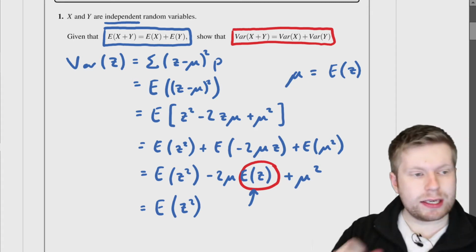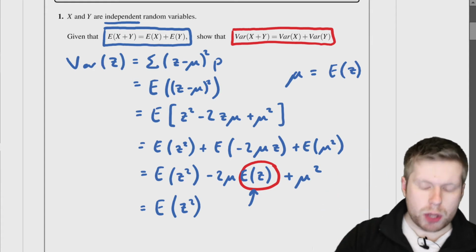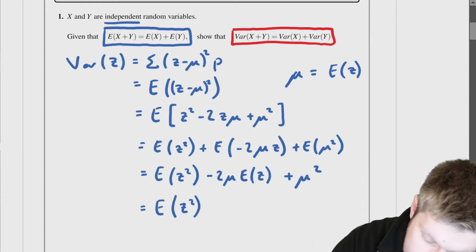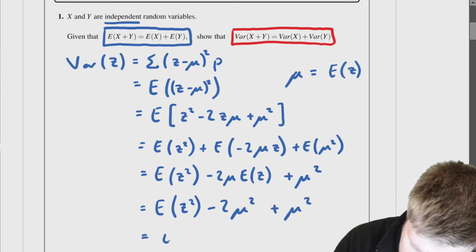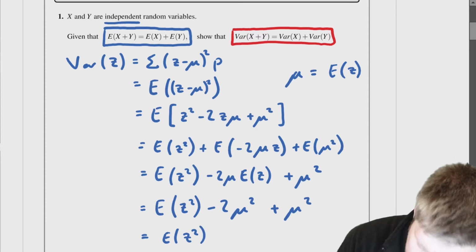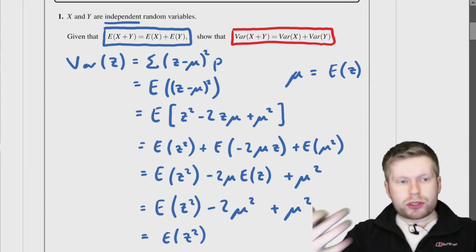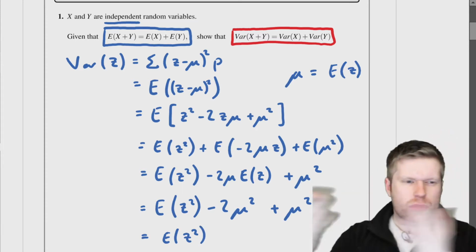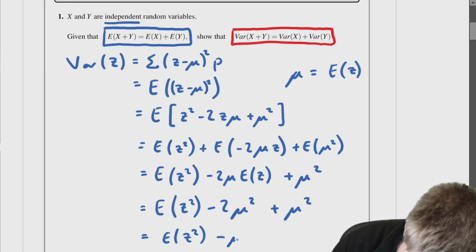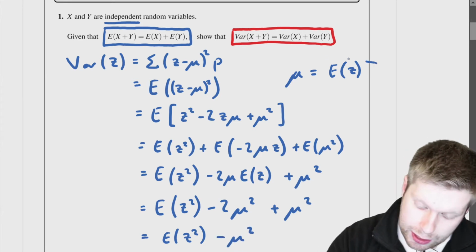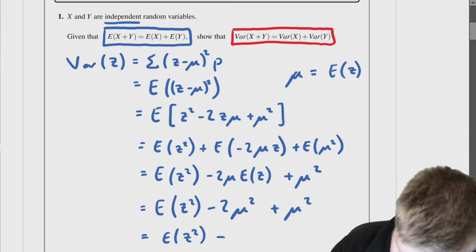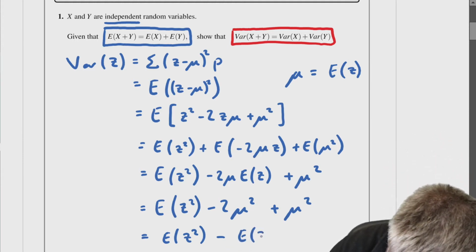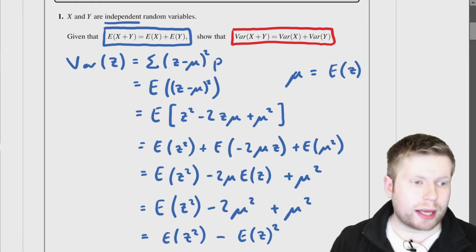So in other words, I had negative 2 mu times mu. That should give me negative 2 mu squared, okay? Then I have plus mu squared there, all right? So that should give me the expectation of z squared. Well, okay, if I have negative 2 mu squared plus a mu squared, it's basically saying negative 2 of something plus 1 of something. That should just be negative mu squared. And if you notice, that mu squared should just be the expectation of z all squared, okay? So I can rewrite that as the expectation of z all squared like so, okay?